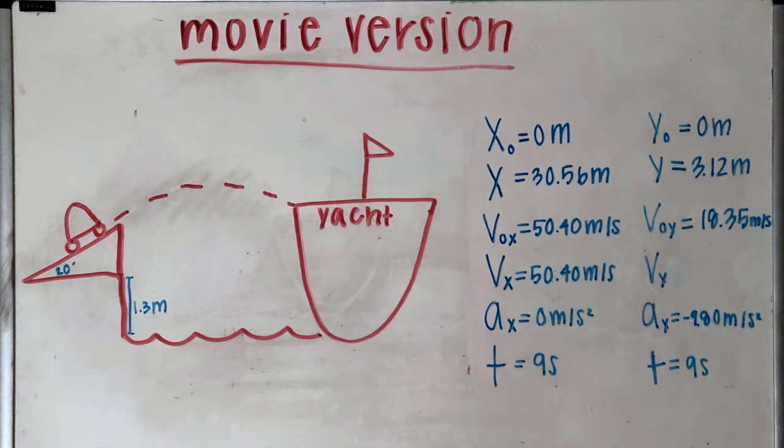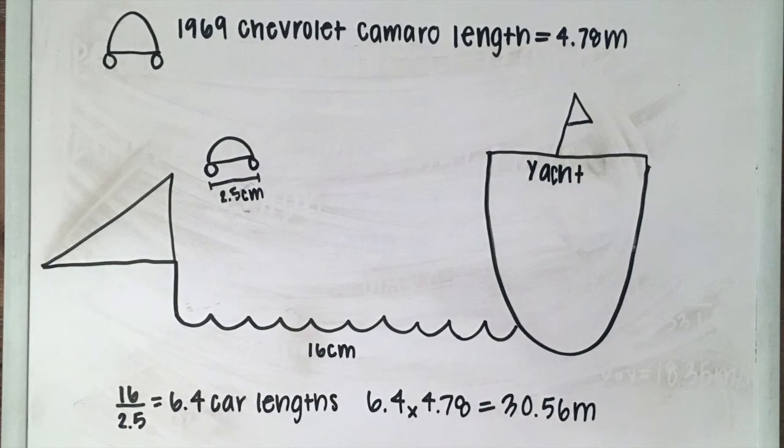Since the horizontal velocity of the car remained the same throughout, the acceleration in the x direction is 0 meters per second squared. The vertical acceleration acting on the car is negative 9.8 meters per second squared because of the acceleration due to gravity. Next, the distance the car traveled in the air before it hit the yacht was computed.